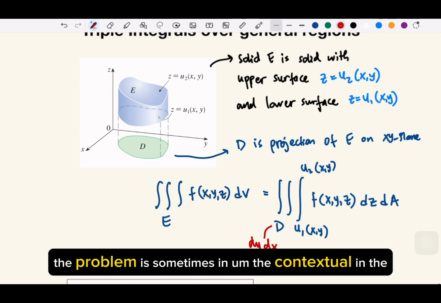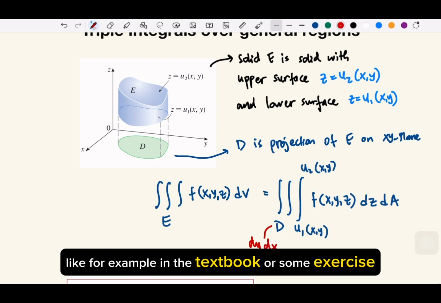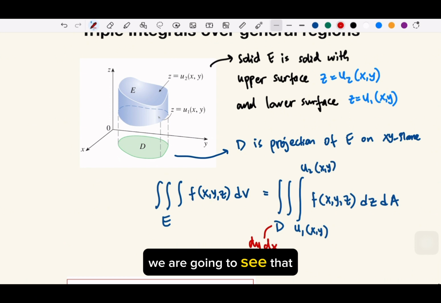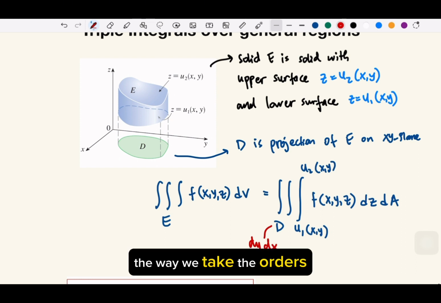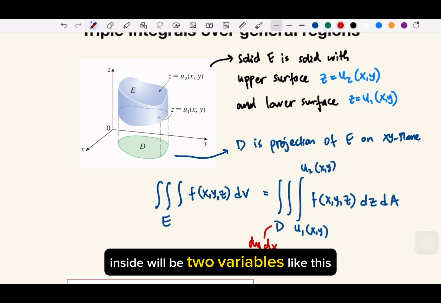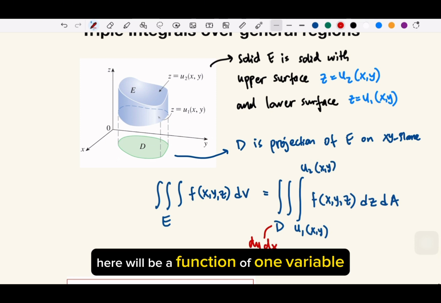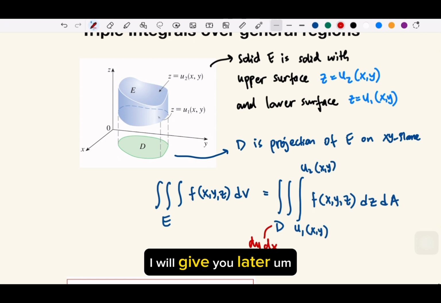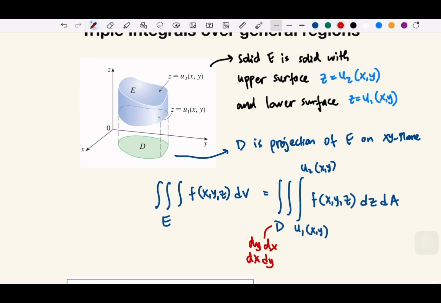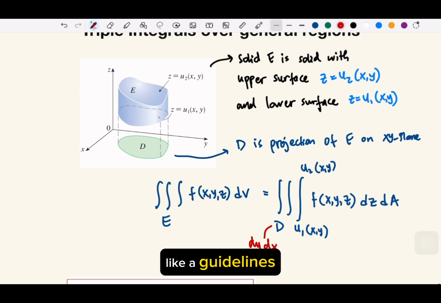The problem is, sometimes, in the context of, for example, the textbook or some exercise, we are going to see that there will be a function of two variables, a function of one variable, and a constant. The way we take the order is always the same: the inside will be the two variables, the second one will be a function of one variable, and the last one will be the constant. I will give you some context later on how to take that as guidelines.